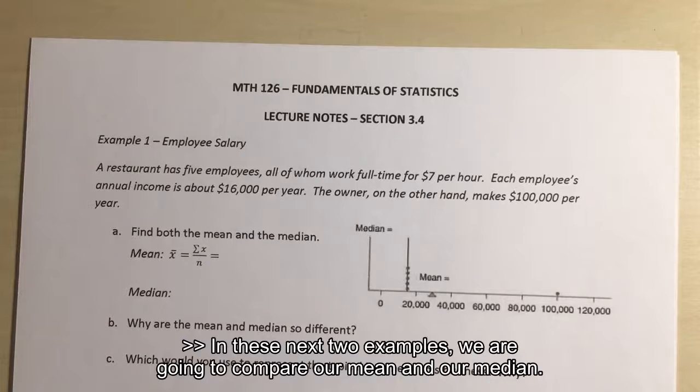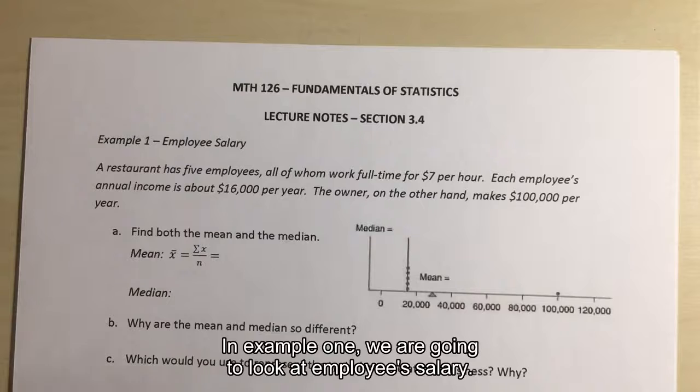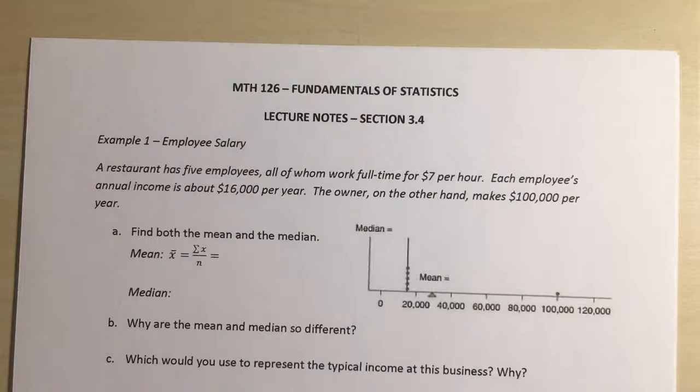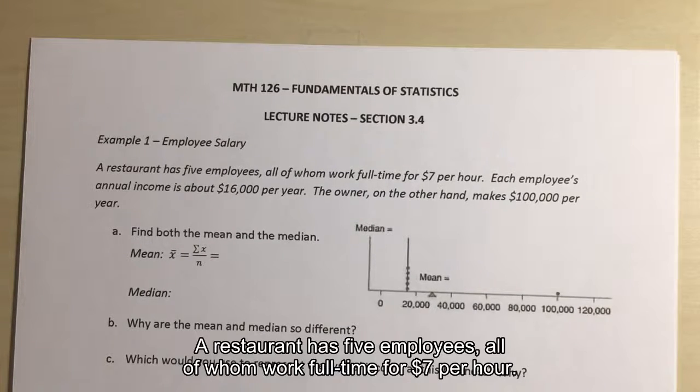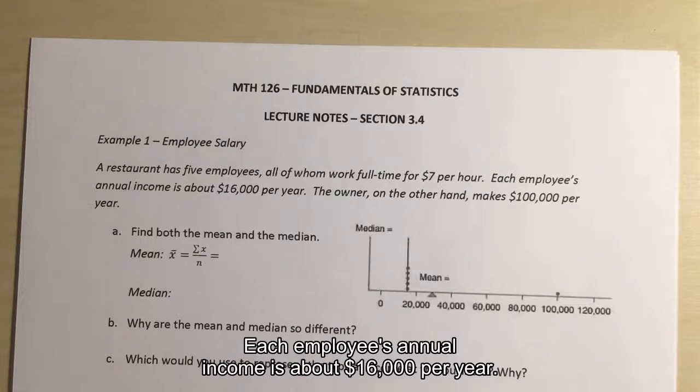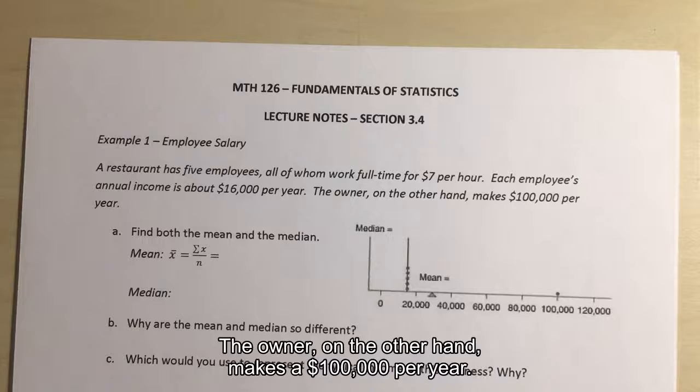In these next two examples, we are going to compare our mean and our median. So in example 1, we're going to look at employee salary. A restaurant has 5 employees, all of whom work full-time for $7 per hour. Each employee's annual income is about $16,000 per year. The owner, on the other hand, makes $100,000 per year.